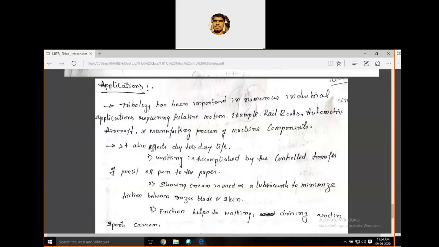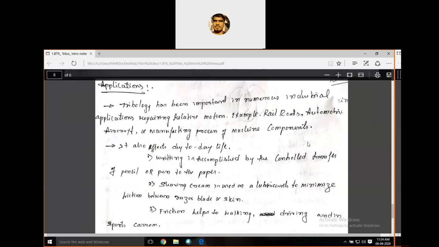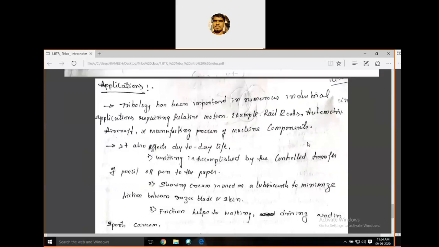Next, it also affects day-to-day life. Yes, in day-to-day life you can see tribology. Writing is accomplished by controlled transfer of a pencil, meaning writing. If you want to write something on paper, we have to use a pen. But the pen we have to hold properly, by applying some pressure or load on the pen. And to write something on the paper, we have to apply pressure on the paper also. Correct? So it's a controlled transfer of pressure or load from the pencil or pen to the paper, so that we are able to write.